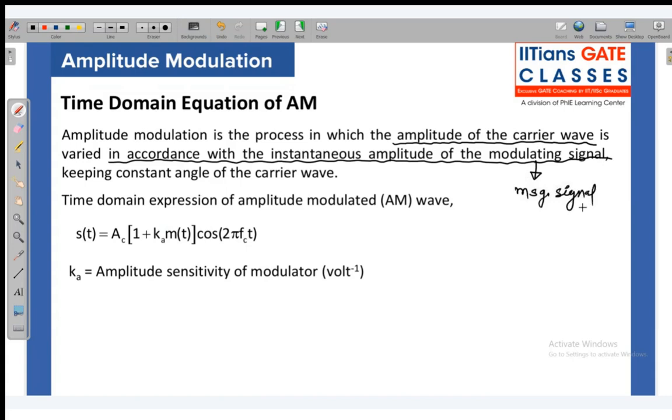So when you change the amplitude of your carrier signal according to the amplitude of the message signal, then it is called amplitude modulation. So the definition of modulation is the same. The one definition we have understood is that it is frequency translation. Modulation is the method in which we transform the low frequency signal into high frequency. That means we are performing the frequency translation.